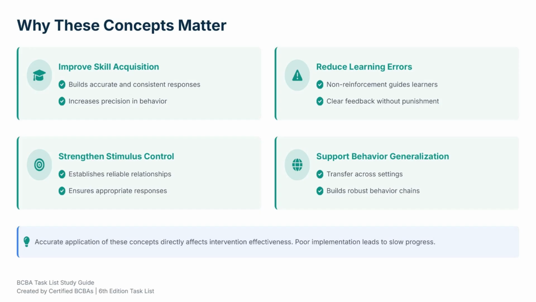First, they improve skill acquisition because reinforcement strengthens accurate responses. Second, they reduce learning errors by providing clear consequences for behavior. Third, they strengthen stimulus control, ensuring that behavior occurs in the appropriate context. Finally, they support generalization, allowing skills to transfer across settings, people, and materials. When applied correctly, these principles significantly improve the effectiveness of behavioral interventions.